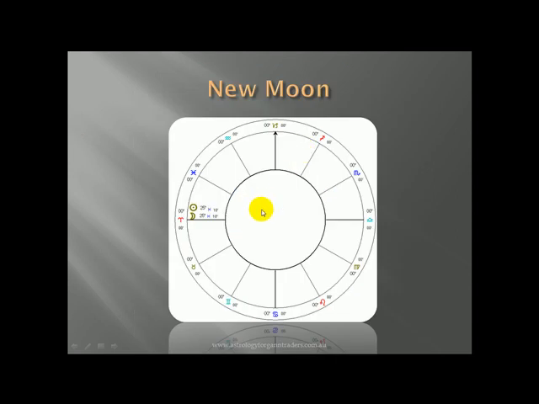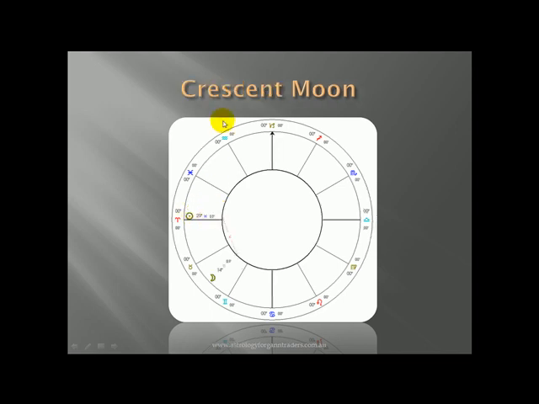So here is how it looks on the chart. So we've got a new moon. We see the sun in your charts. When you're looking at your new moon, you're seeing the sun and the moon together. So here they're conjunct in Pisces. Then the crescent moon, you'll see the moon has moved on, and it's 45 degrees from the sun.